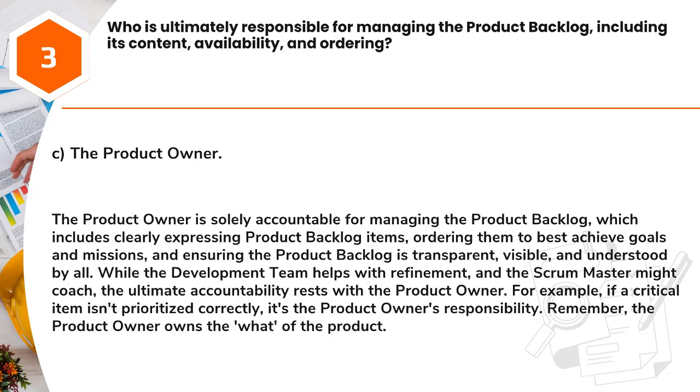While the development team helps with refinement, and the Scrum Master might coach, the ultimate accountability rests with the product owner. For example, if a critical item isn't prioritized correctly, it's the product owner's responsibility. Remember, the product owner owns the what of the product.